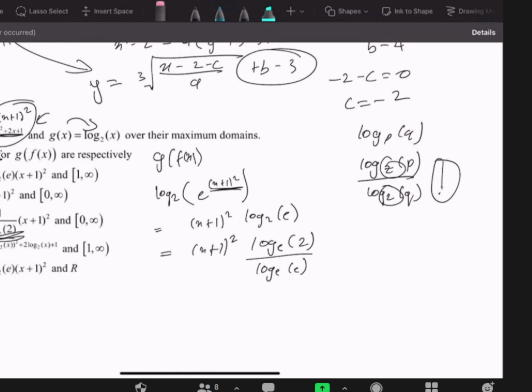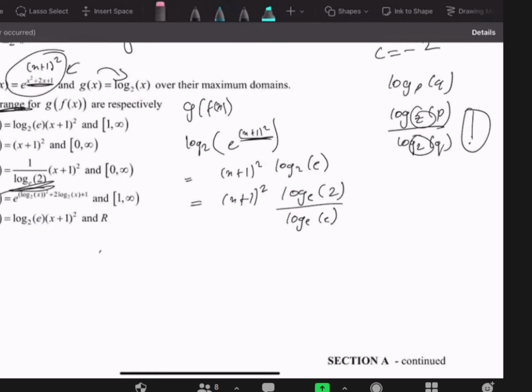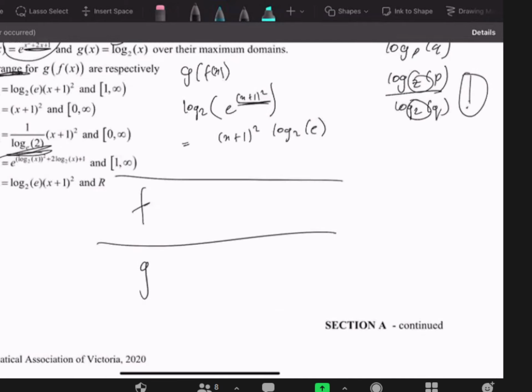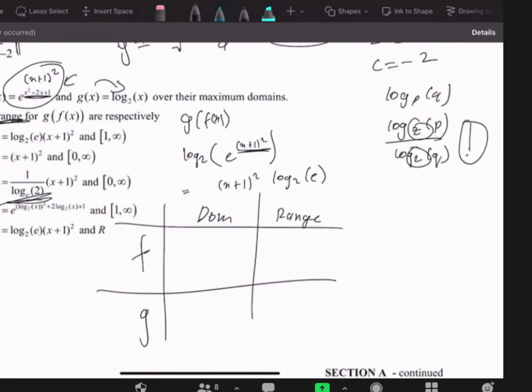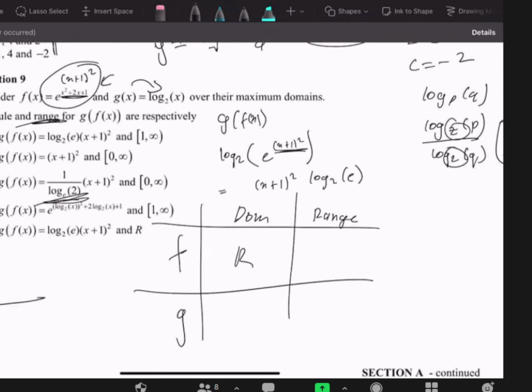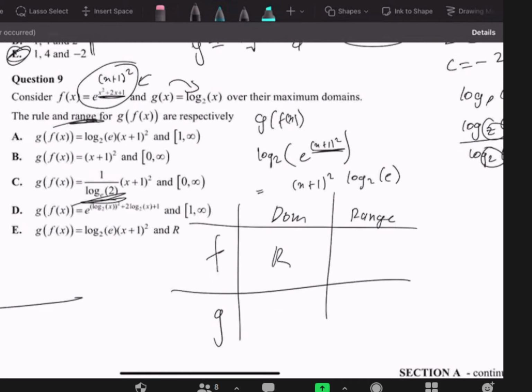So the range would be, so we would have to draw that table with f and g. So domain, range. So the domain of fx is all real numbers. You can see there's not really a restriction, but the range of fx, so as I said before, fx is a function in a function of itself. So the normal exponential graph would look like this, e to the x. This would be 0, 1.